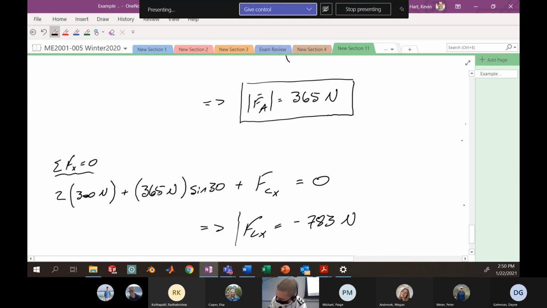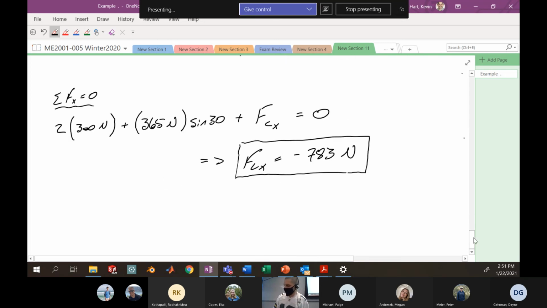It makes sense that it would be negative. It's opposing all these positive values. It just means that we incorrectly assumed that it was acting to the right. I think if you thought about this problem for a hot second, it's pretty obvious that the pin would have to have some force to the left to stop this thing from moving.